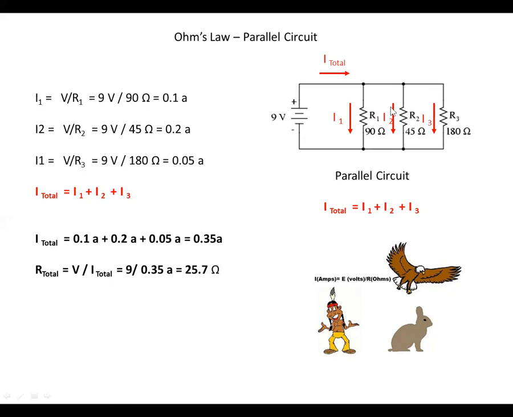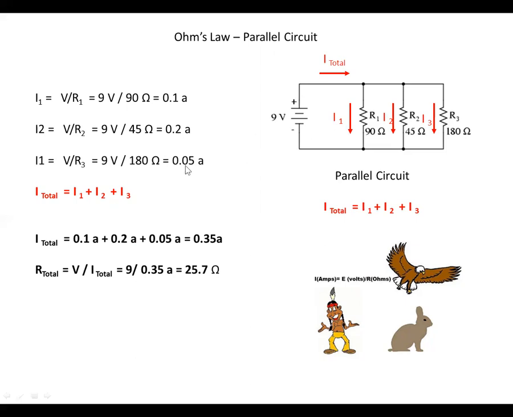And then if we look at this resistor, we've got a similar situation. It's the same 9-volt battery across this resistor. And so I2 is the voltage divided by R2, the second resistor. So that would be 9 volts divided by 45 ohms, or 0.2 amps.